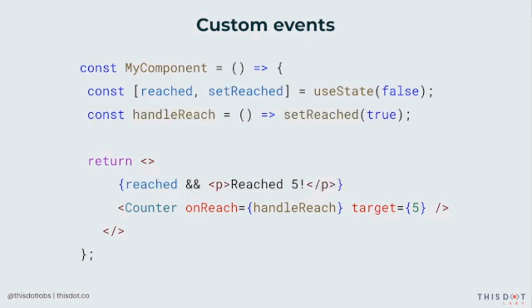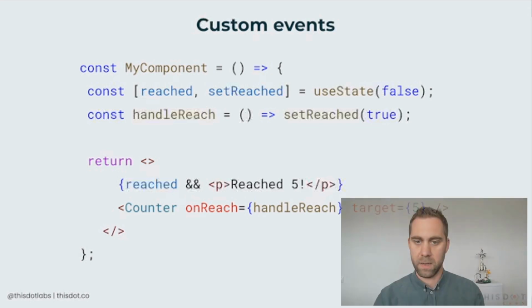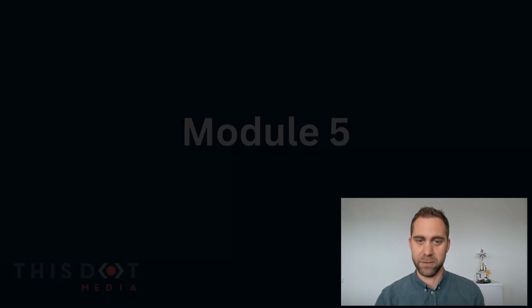Like counter can be used anywhere else, like we can pass new handle reach functions, we can do other targets as well. And my component can just as easily use another component which also reaches something and pass the same handle reach to that other component. Custom events are very useful, and it is the way of binding components to each other without any hard binding in them. I hope you've enjoyed this module, and I'll see you in the next one.